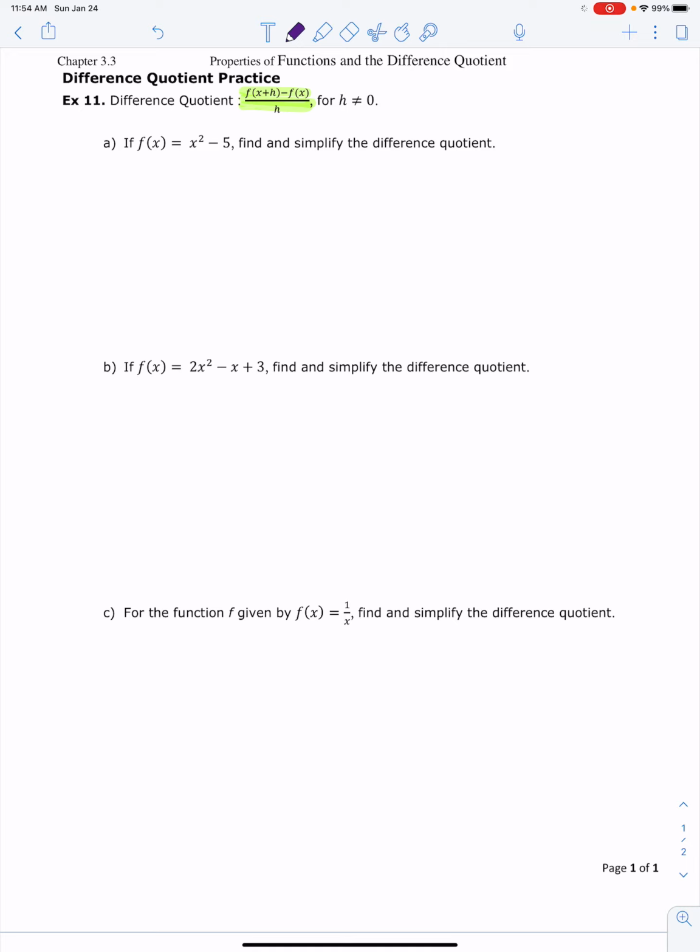go through a couple of these and take a look at the different things that you need to make sure you are watching for. I will always start the same way. I'm going to start by finding f of x plus h. And so that means that x plus h gets squared here. Minus 5 times x plus h goes in everywhere there is an x.